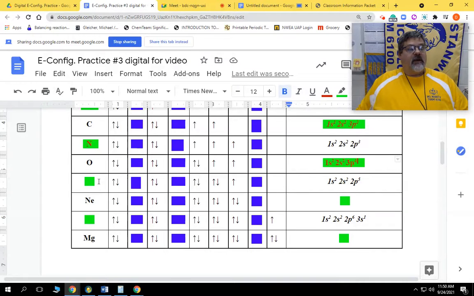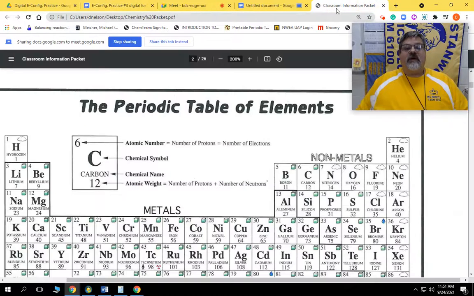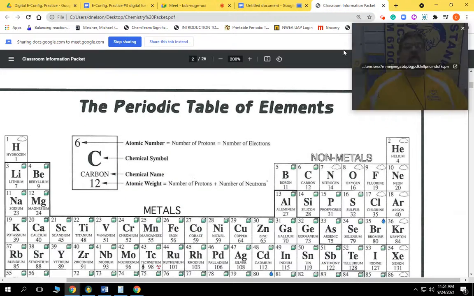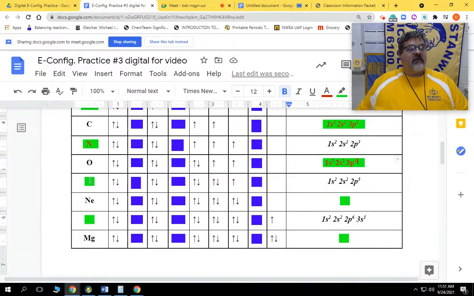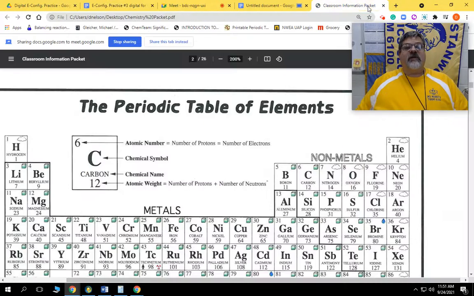We have 1, 2, 3, 4, 5, 6, 7, 8, 9. So let's go to the periodic table. 9 is fluorine. So go back to that, and we can just put a capital F there. Now neon looks like it's 10. 1, 2, 3, 4, 5, 6, 7, 8, 9, 10. Let's double check with this.